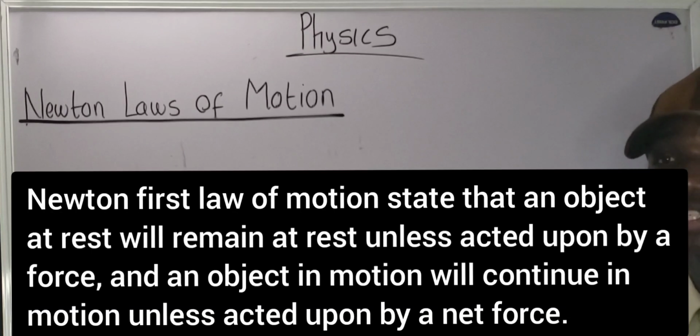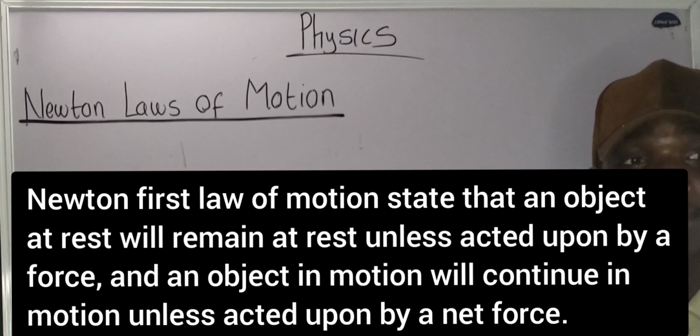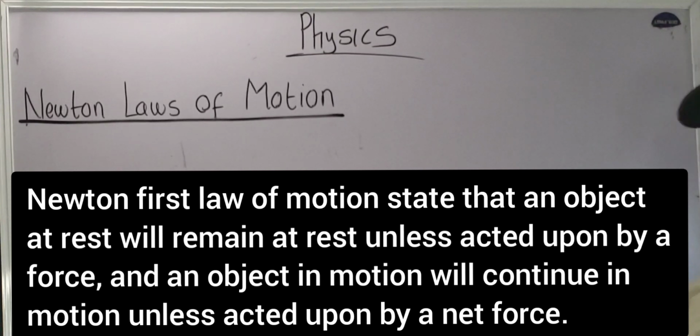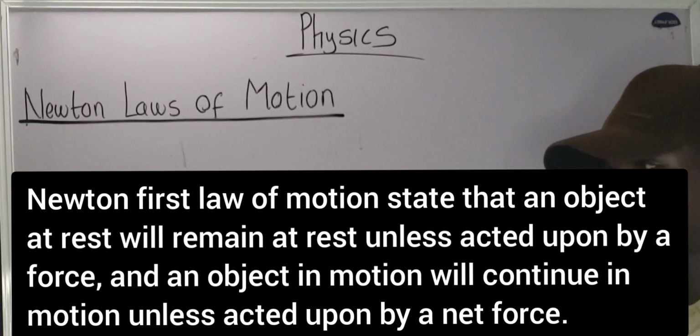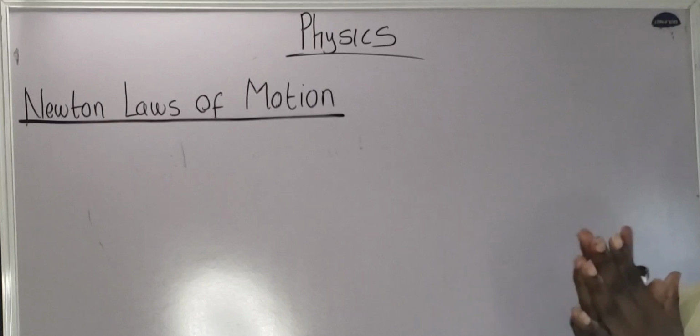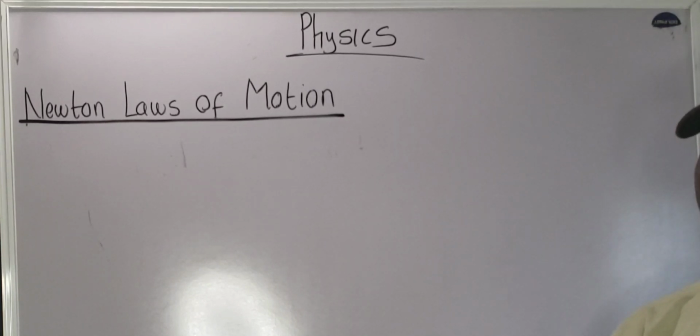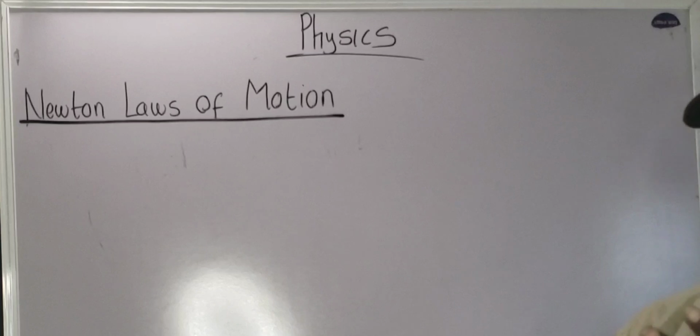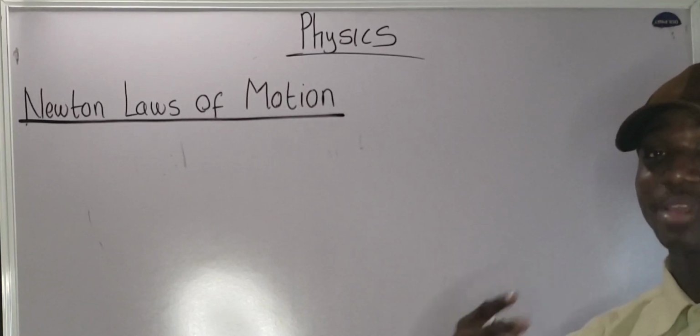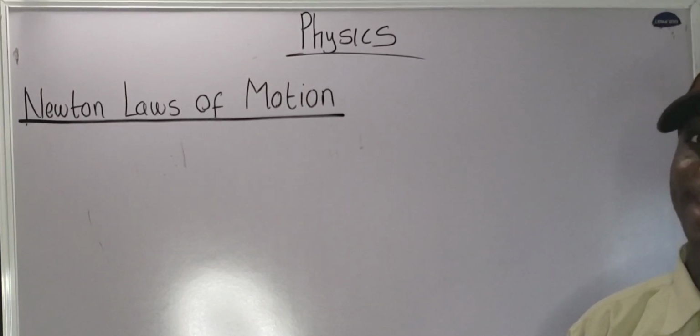Newton's first law of motion states that an object at rest will remain at rest unless acted upon by a force. You can put that down. An object at rest will remain at rest unless acted upon by a force. Okay, an object in motion will continue in motion unless acted upon by a net force. Those are the two parts of Newton's first law of motion. I just divide it into two parts. The first part is that an object at rest will remain at rest unless acted upon by a force.